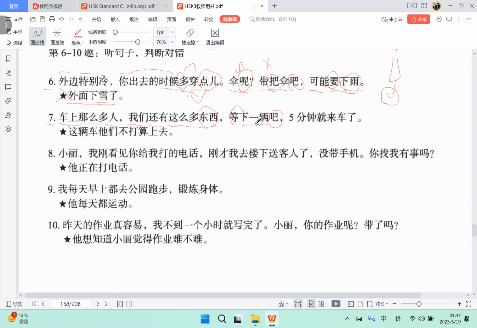八 suggestion, right? So 一辆 here we just use a quantity phrase to indicate the car, because we all know it's talking about a car. 5分钟就来了, so in 5 minutes another car will just come. So 就 here, after the time phrase, indicates something is going to happen very, very soon. Okay, 这辆车他们不打算上去, they are not planning to board this car, yes, they're going to wait for the next one, right?